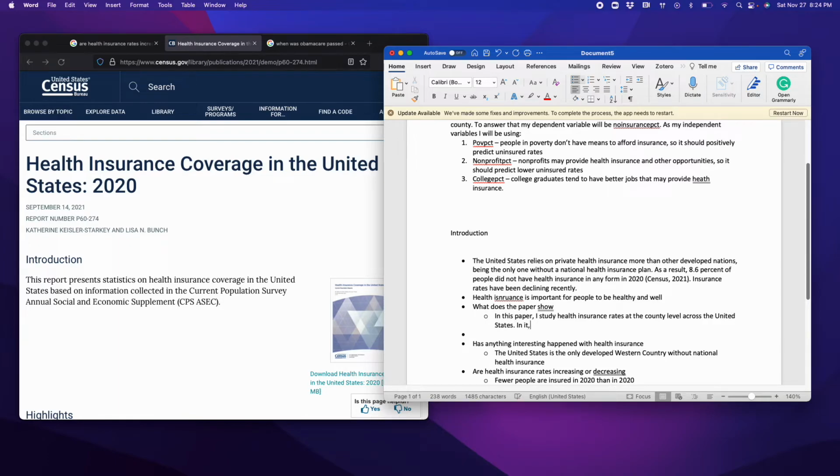In it, I argue, and this I can't finish, because I don't know what my paper shows. I might show that areas with more poverty have higher health insurance. I might show that the number of nonprofits in a county increases health insurance rate. I don't know what the paper is going to show yet. And so I'm not going to be able to finish the introduction until the paper's done. But I want to put in the introduction exactly what the paper ends with.